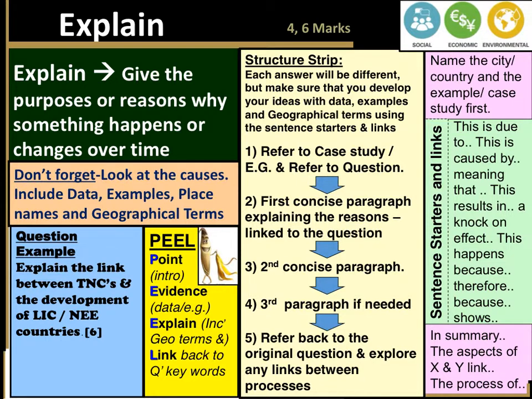You can see these are the kind of things you include in your outline question too. This means that, this results in, a knock-on effect of this is. So in summary, it's the pink box: name your case study, example, data, place names, develop your ideas, and then at the end, if you want to, do an in summary, the aspects of X and Y linked together because of. On the next slide we're going to look at some possible answers.